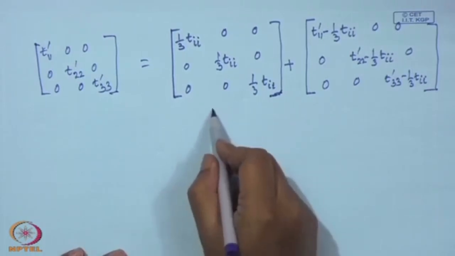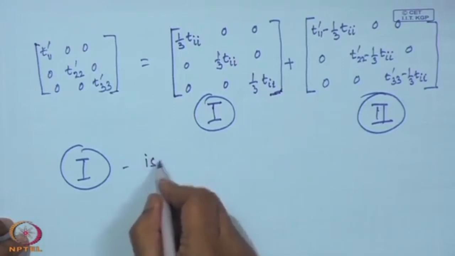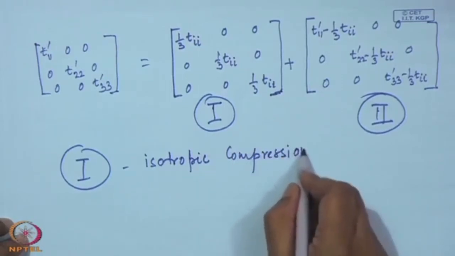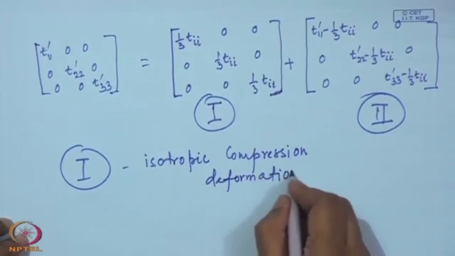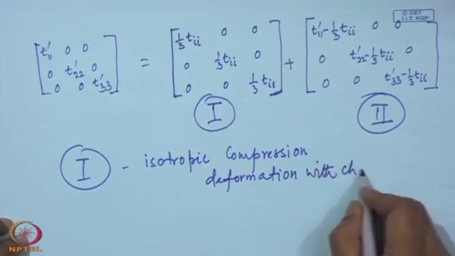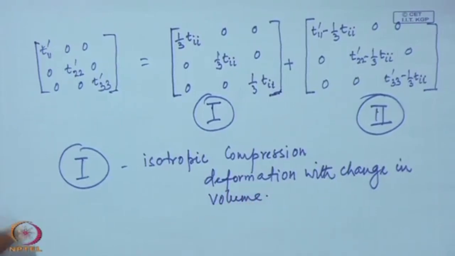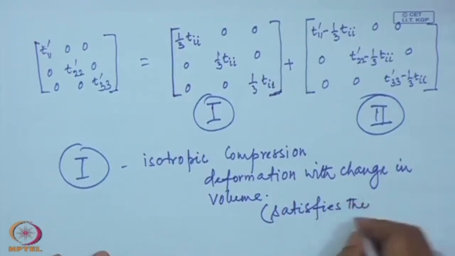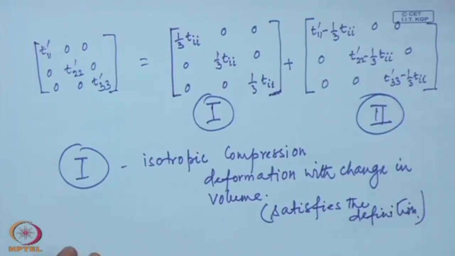Now, look at the second one. We will denote them 1 and 2. So, 1 represents isotropic compression. This is deformation with change in volume, which is permissible, so it satisfies the definition of fluid that we have proposed.